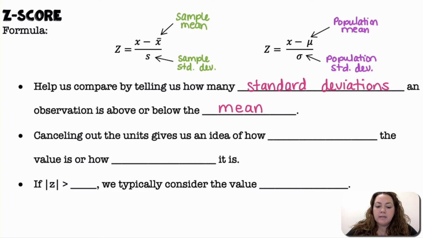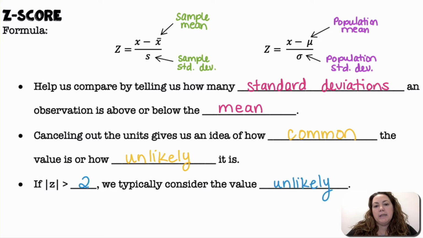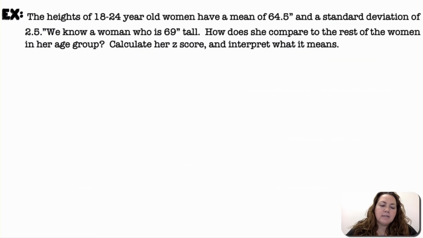Canceling out the units gives us an idea of how common the value is or how unlikely it is. If the absolute value of z is greater than 2, we typically consider the value to be unlikely. So if it's more than 2 standard deviations above or below the mean, then it's unlikely. All right, let's do an example.